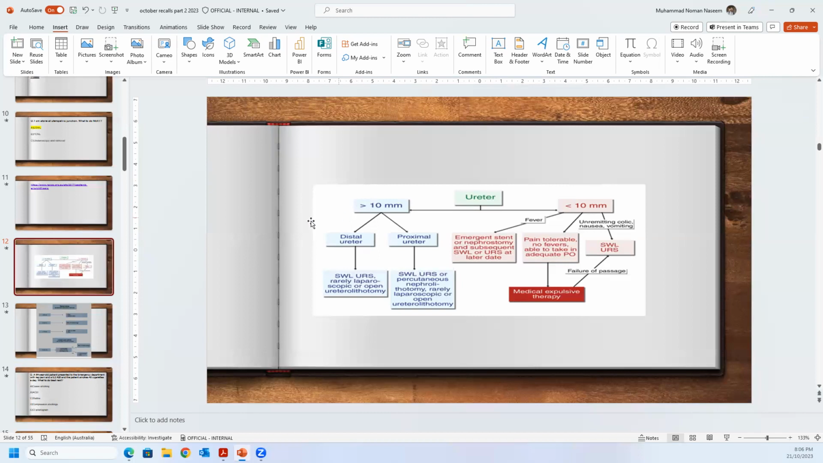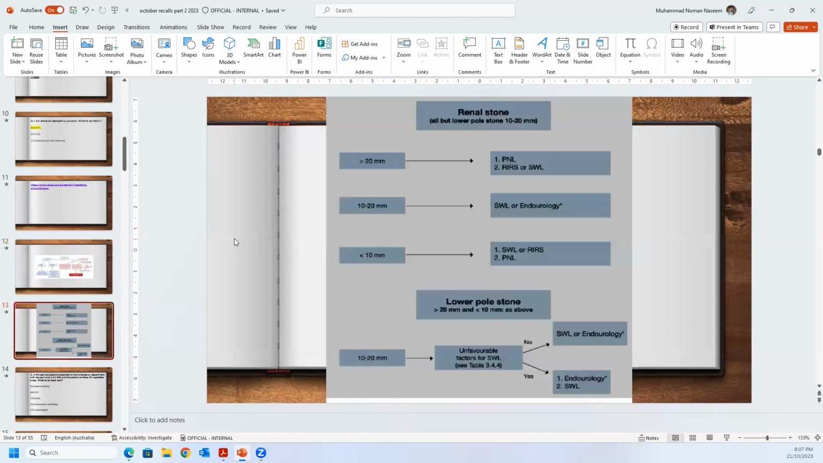If it's in the ureter and more than 10 millimeter, in the distal ureter, you can use shockwave lithotripsy or ureteroscopy. If it's in the proximal one, you can use shockwave lithotripsy, but if it is more than 2 centimeter, percutaneous nephrolithotomy can be done. Rarely it leads to very big surgical operations. So less than 10, shockwave lithotripsy. Renal stone, all but lower pole, 10 to 20 millimeter. Need to know about the location, okay? So more than 20, percutaneous nephrolithotomy, 10 to 20, shockwave lithotripsy, less than 10, shockwave lithotripsy.